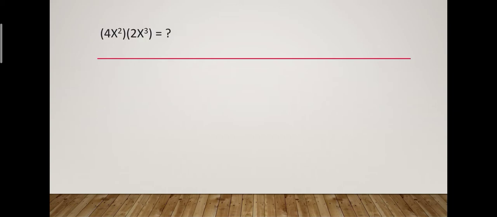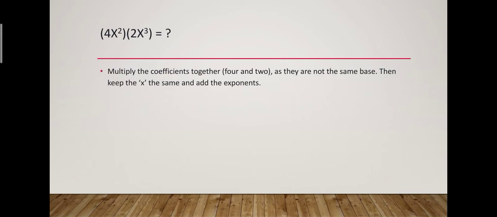Another example, the quantity of 4x squared times 2x to the cube is equal to, multiply the coefficients together, 4 and 2, as they are not the same base. Then keep the x the same and add the exponents. So we have 8x to the 5th.